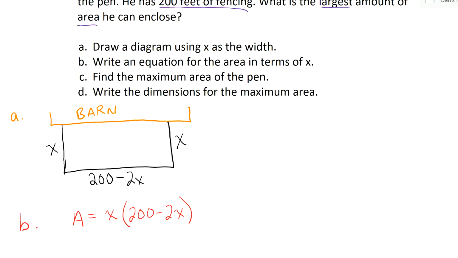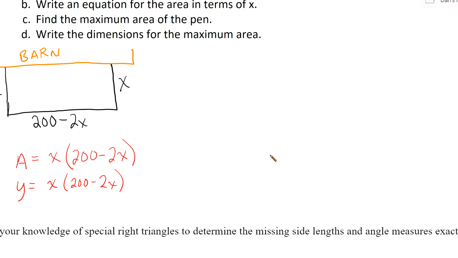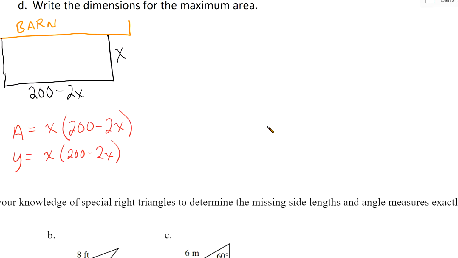Okay, so if I graph this, and when I say graph it, you can't graph it with the A, but you can go y equals x times 200 minus 2x. What kind of shape would you get? Sam, what is that called? Parabola. So you're going to get an upside down parabola. And at the top of that parabola would be your maximum area. So let's graph that in a calculator here.